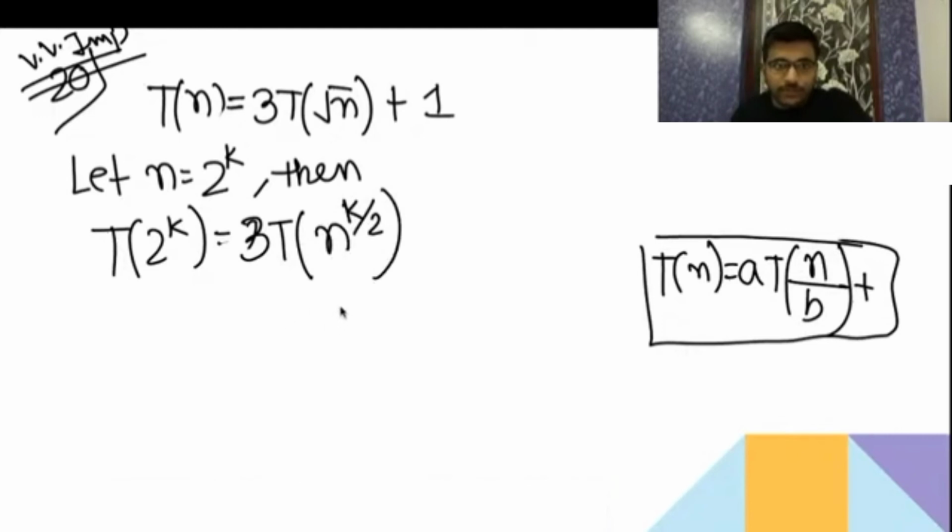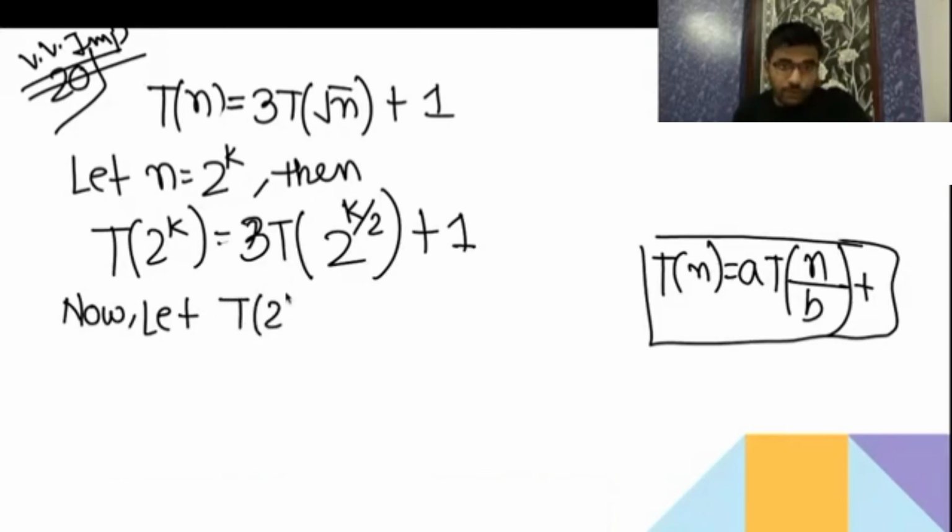In place of n, you have to write 2. This should be 2. Let me erase that. Okay, 3T(2^(k/2)) + 1. Understood? Yeah, correct.